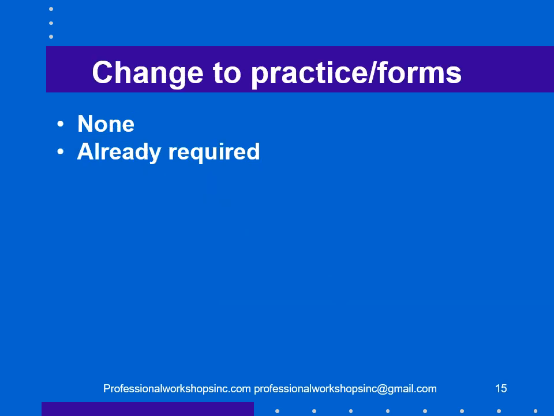So changes to practice and forms, really none. It's already required. And anyway, all you're going to do is document as an engagement partner, I determined that my staff had appropriate resources. And it would be incorrect to determine anything else. I planned the audit and did not provide my staff with appropriate resources. So I think it's always the case that you're of the opinion that you provided appropriate resources, so you should document that.